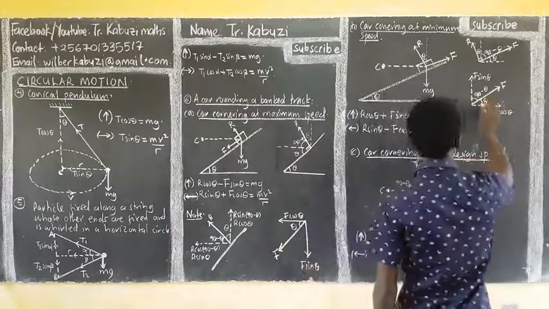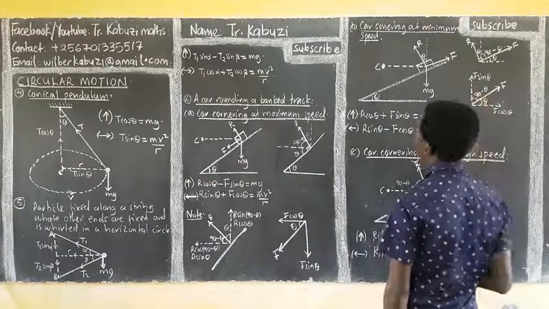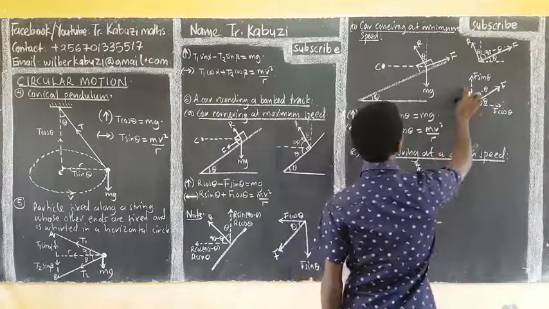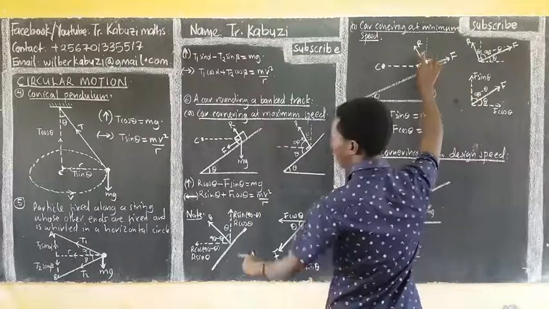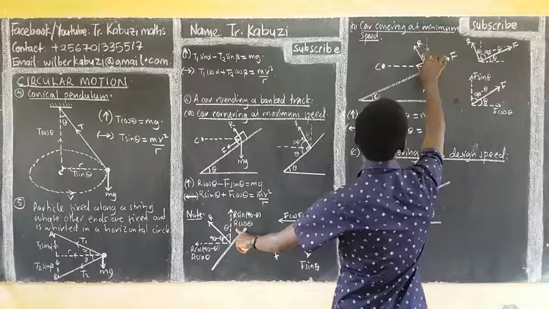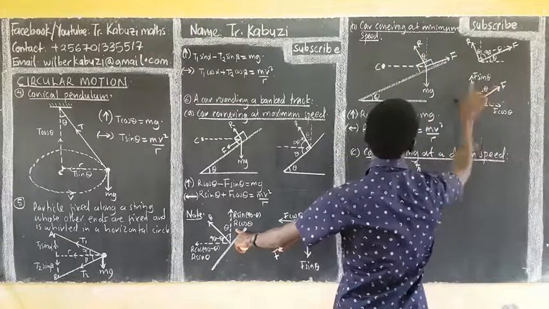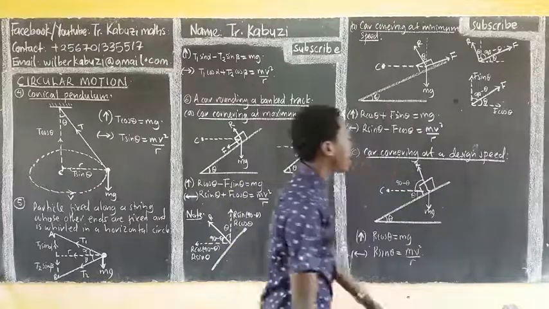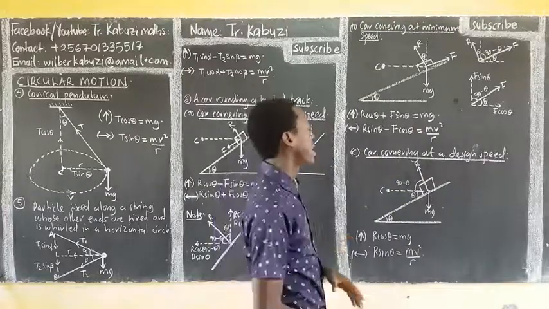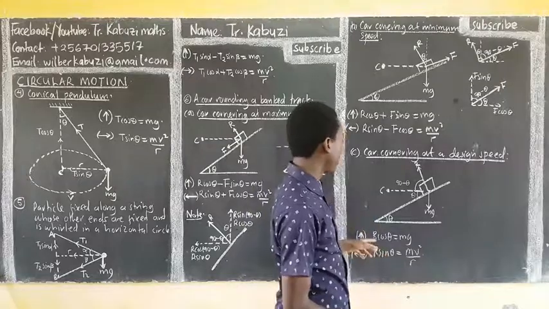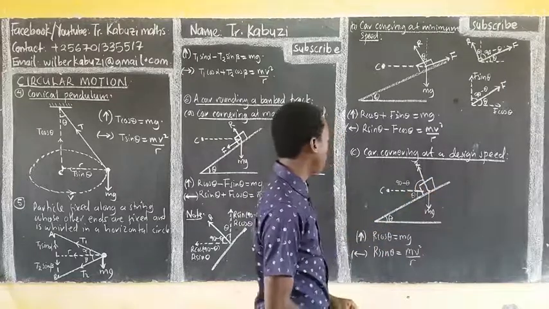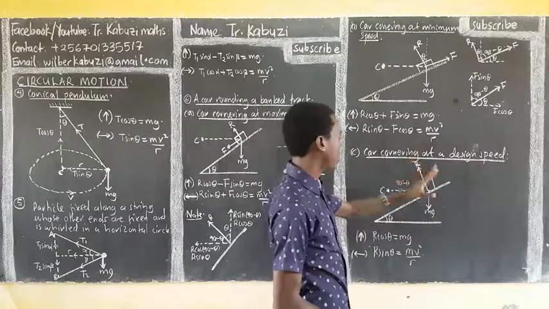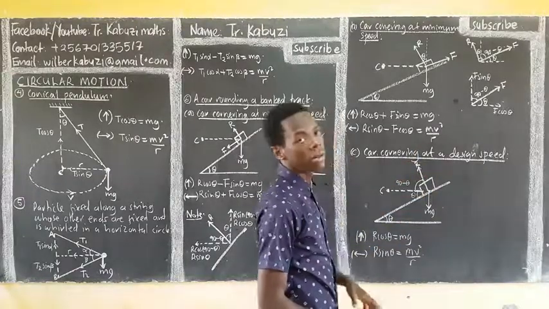So based on this angle now, get that. Resolving upwards, I think we have seen how we resolve the R. The R is not going to change. R cos theta plus F sine theta equals the weight, the same case. For cornering at designed speed, we don't have anything like F. So it means that all we have is the vertical component of R and the horizontal component of R. Vertical is equal to the weight, horizontal is equal to the centripetal force.